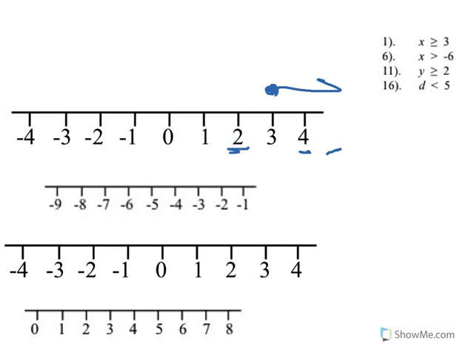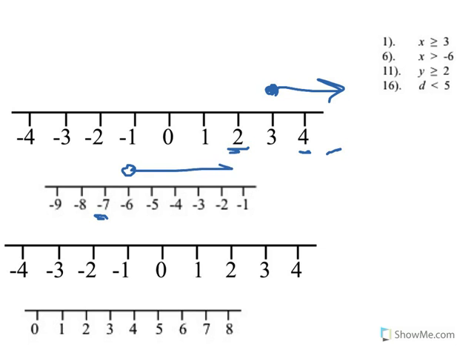Second one, x is greater than minus 6. Okay, it's not equal to, so I need an empty circle above minus 6. Now, what numbers work? Okay, so try a number. Is minus 5 more than minus 6? Yes. Is minus 7 more than minus 6? No, that's smaller. So we need the arrow pointing that way.